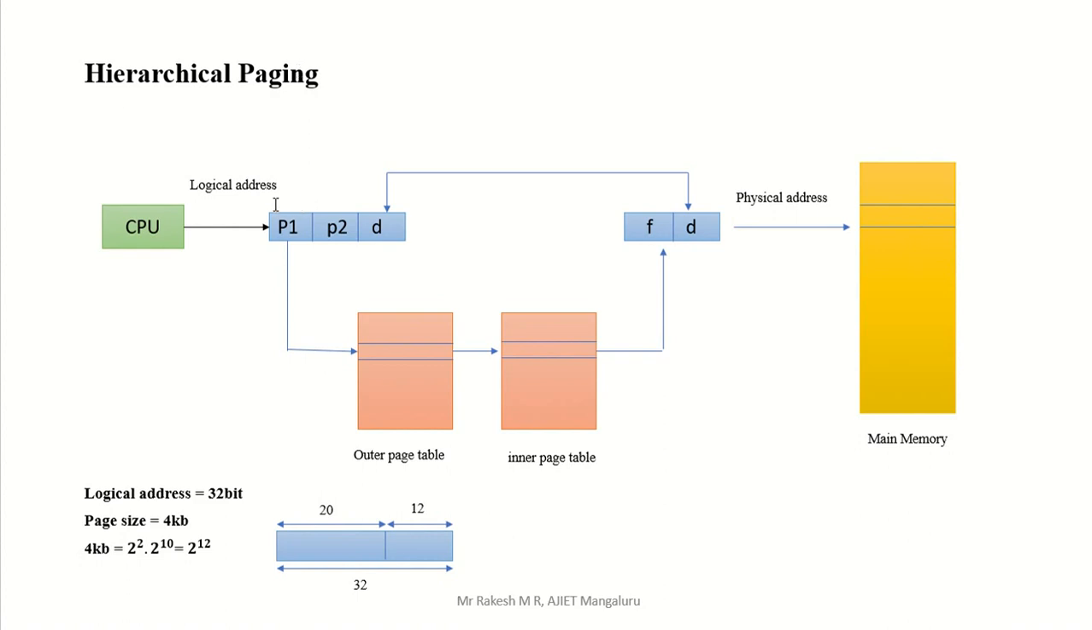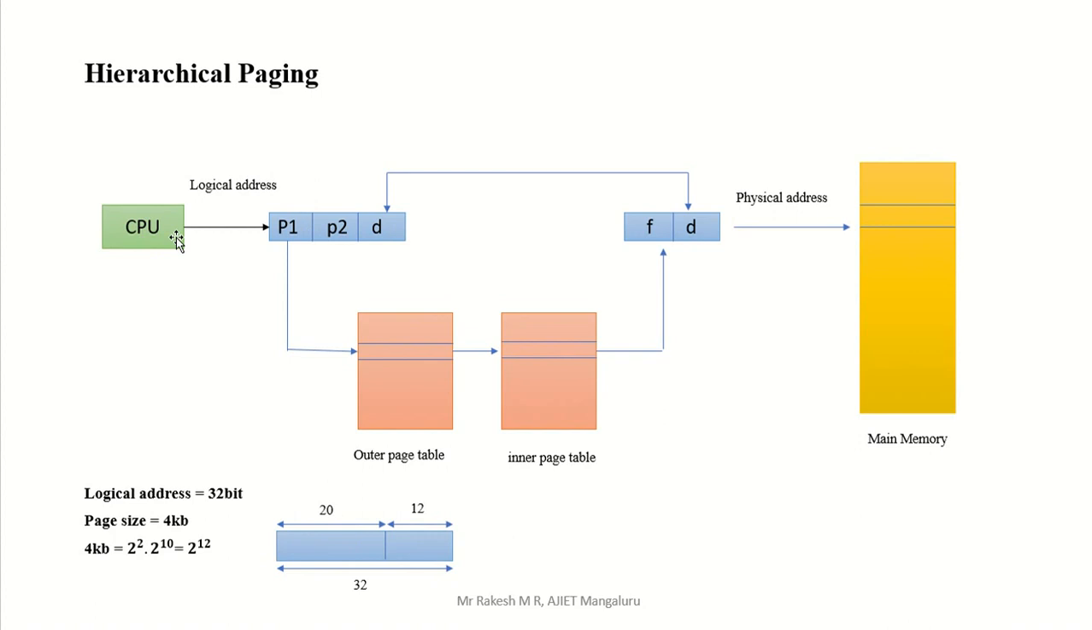Now only one thing here: how to get this logical address. Here we have a calculation. The logical address size is 32-bit. This is just an example. If the logical address is 32-bit size, that means the entire logical address is 32-bit. The page size is also given: 4 KB, 4 kilobytes is the size of the page. Now what we have to do? We have to calculate what is the P1 size, the P2 size, and the D size.